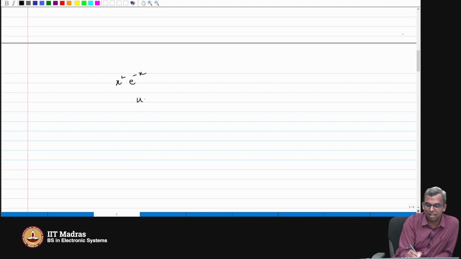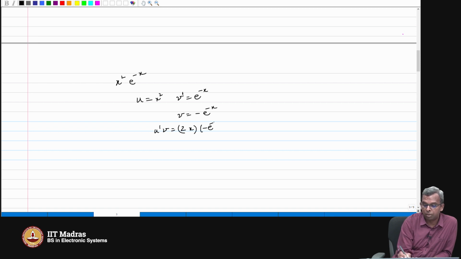So, just say we took u to be x squared and v prime to be e power minus x. Then v would be minus e power minus x, and u prime v will be 2x times minus e power minus x, which is minus 2x e power minus x, right. So, I do not know this antiderivative. So, I need to find the antiderivative of this, right.